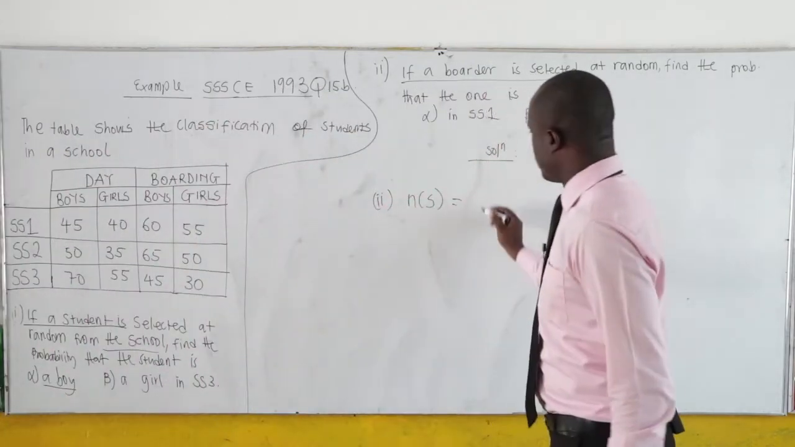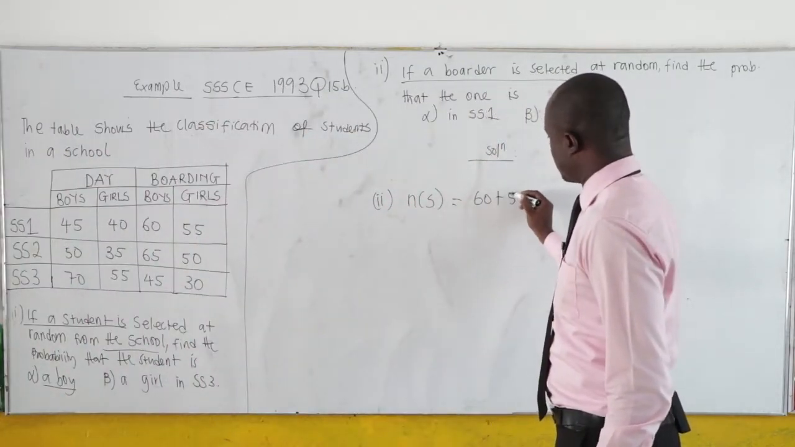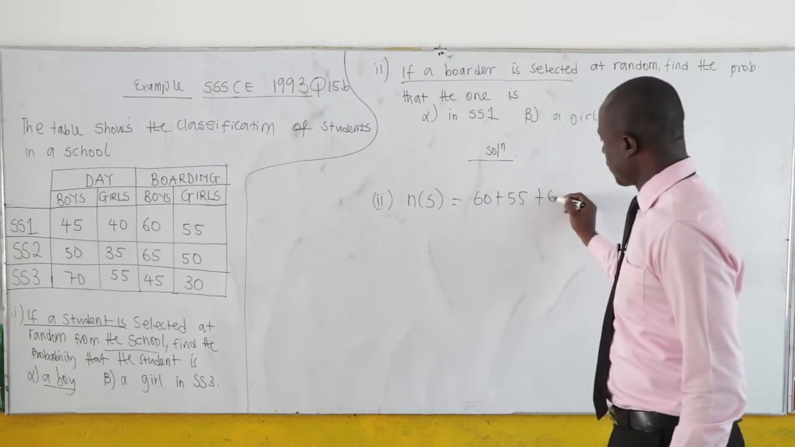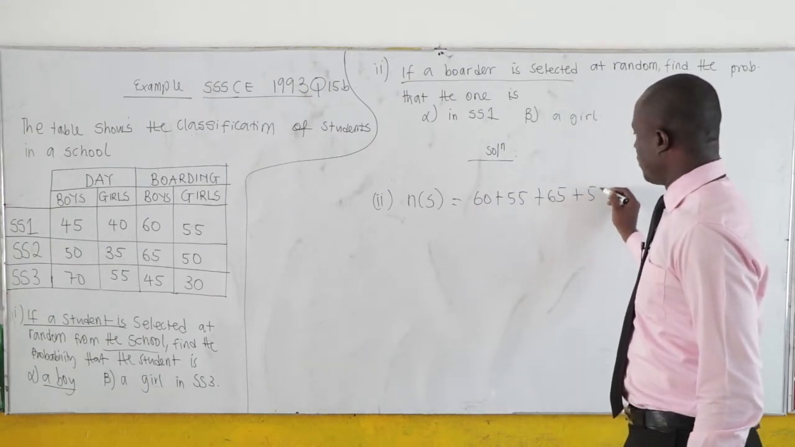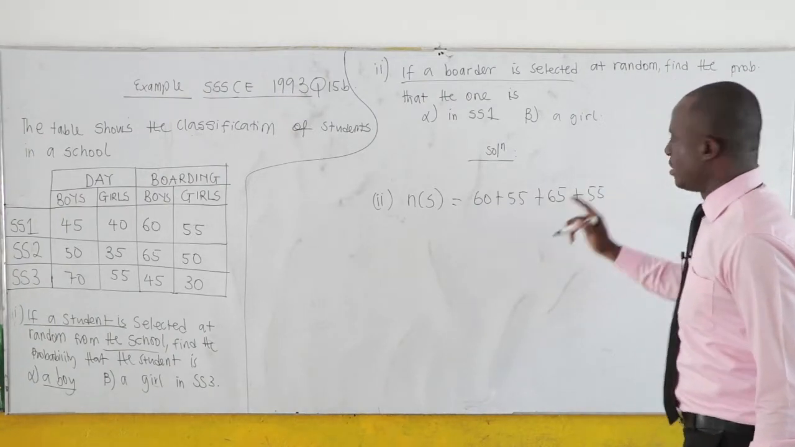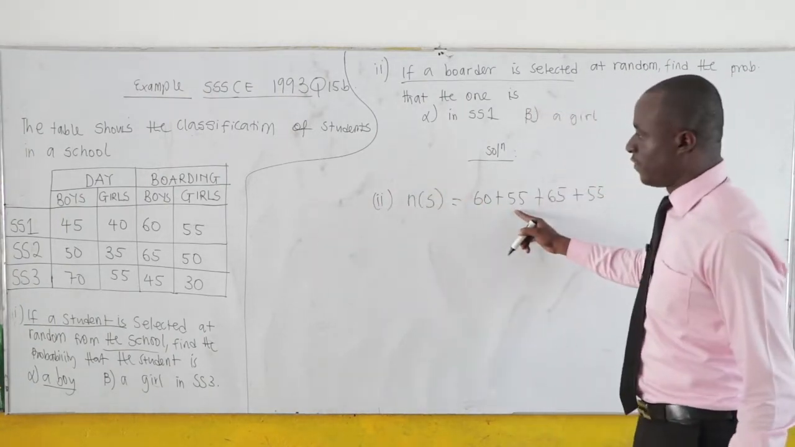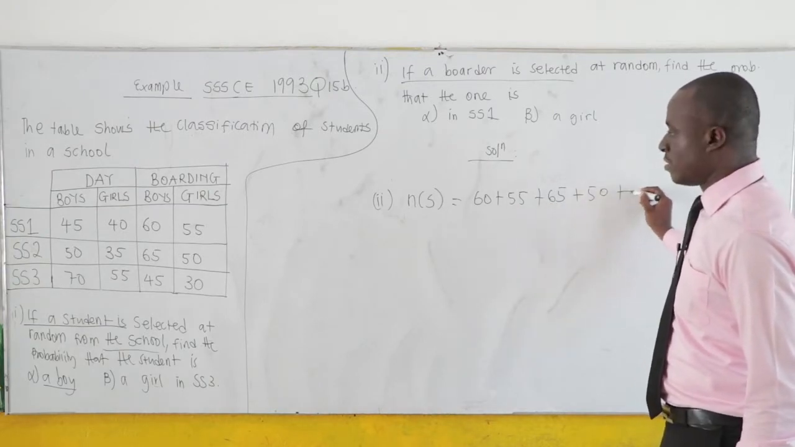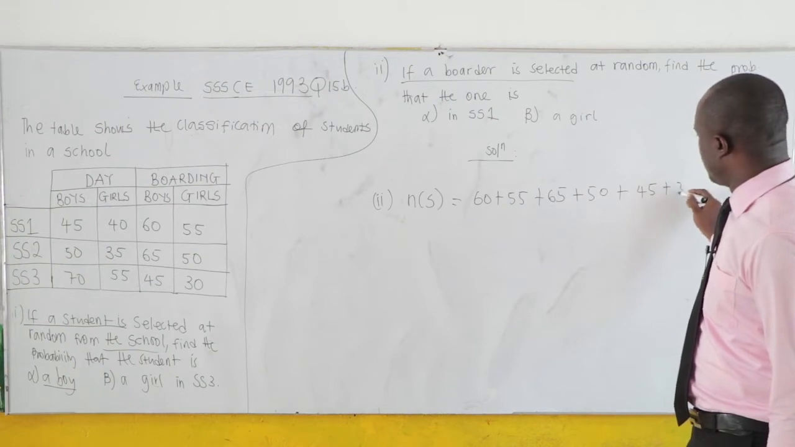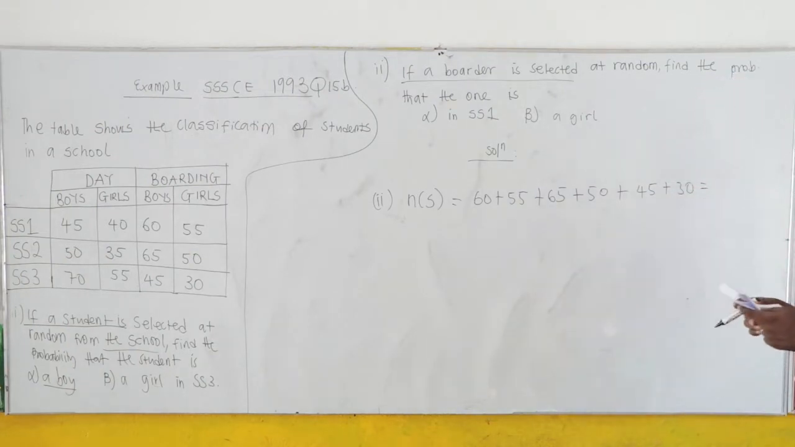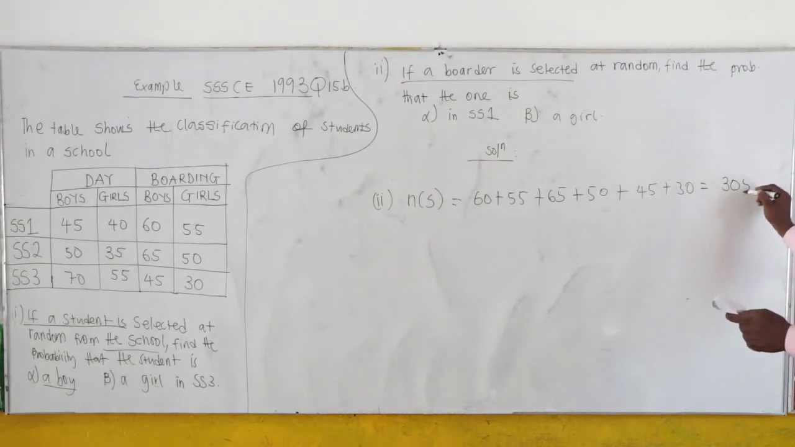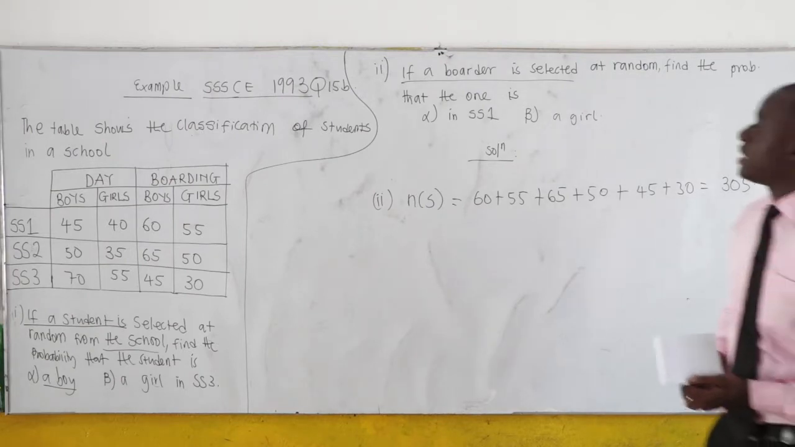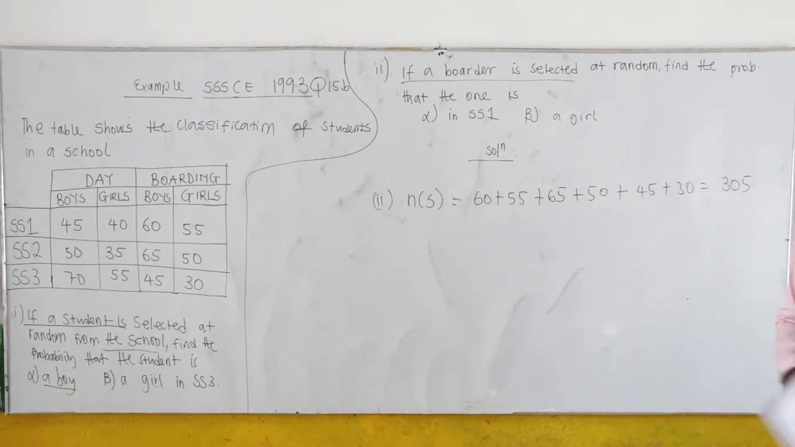So those in the boarding house, we have 60 plus 55 plus 65 plus 50, that is 60, 55, 65, 50 plus 45 plus 30. And when we add all this, this is giving us 305. Now, the event is to find the probability that the one is in SS1.